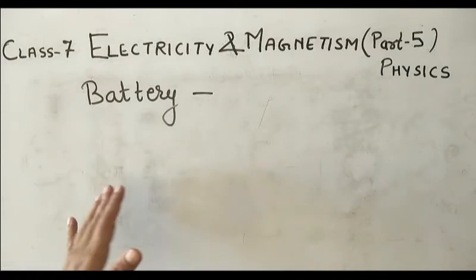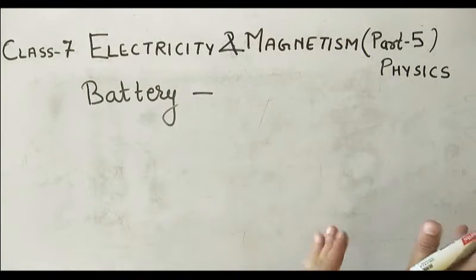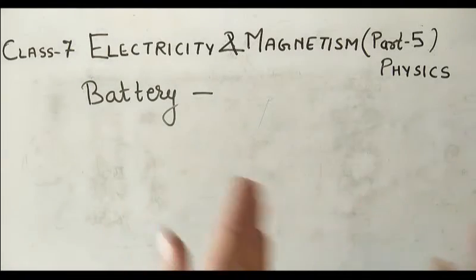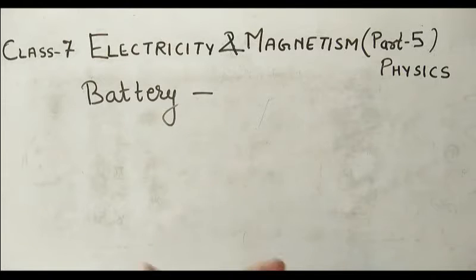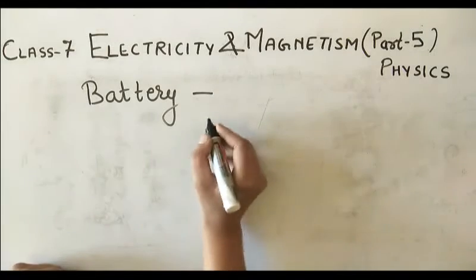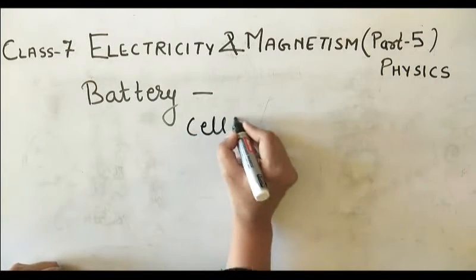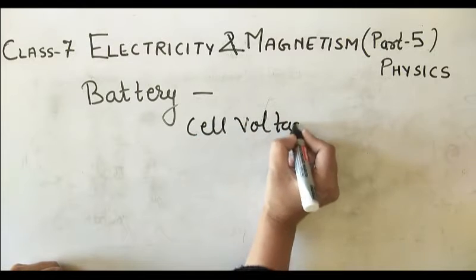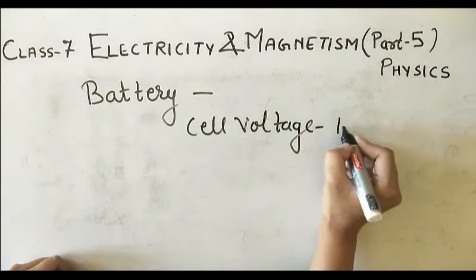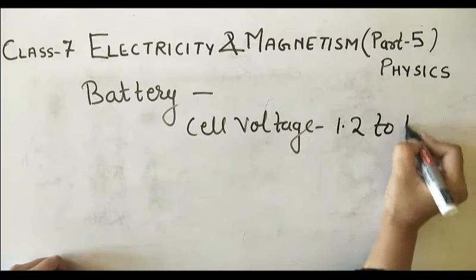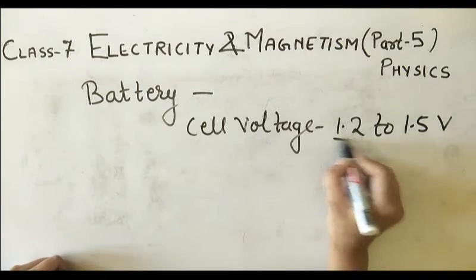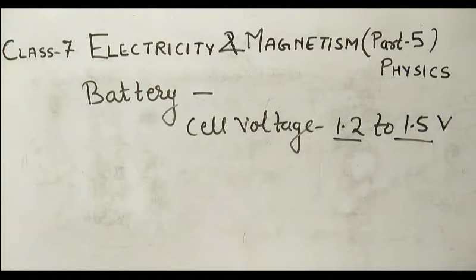So as you know, what is a battery? It is a combination of cells. बहुत सारी सेल्स को कंबाइन करके हम क्या करते हैं, बैटरी बनाते हैं, so that it can produce a higher amount of electric energy. Okay, so normally if you want to discuss the voltage of a cell, I already taught you, it is approximately 1.2 to 1.5 volt. Only this much voltage of a cell is there.